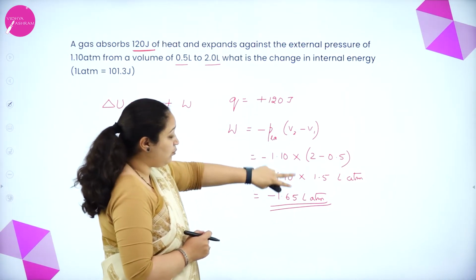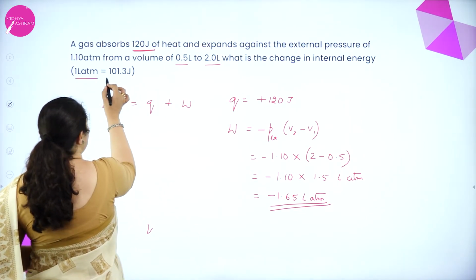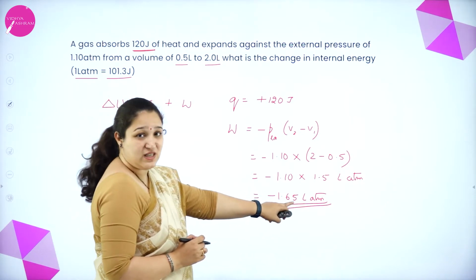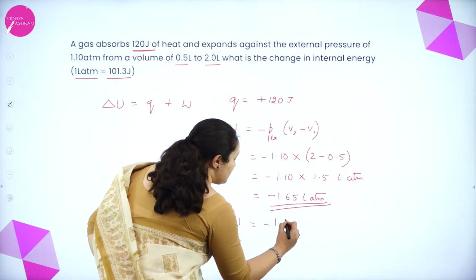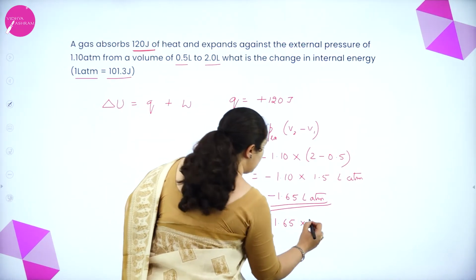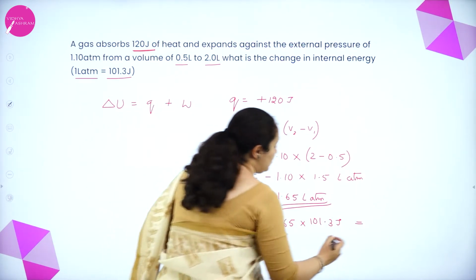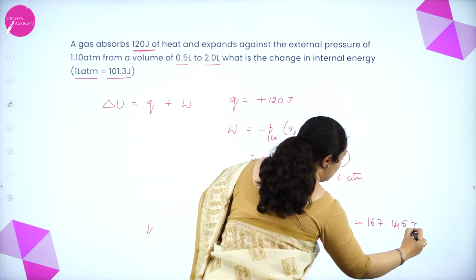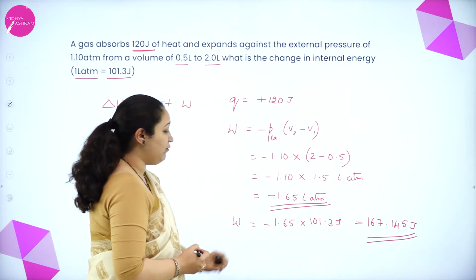I have to convert both into the same unit. It is also given that 1 liter atmosphere is 101.3 joules. So now I have to convert this into joules. So what I'll do? W is equal to minus 1.65 into 1 liter atmosphere, which is how much? 101.3 joules. This will be equal to 167.145 joules. Okay. Now I've got the Q value, I've got the W value.